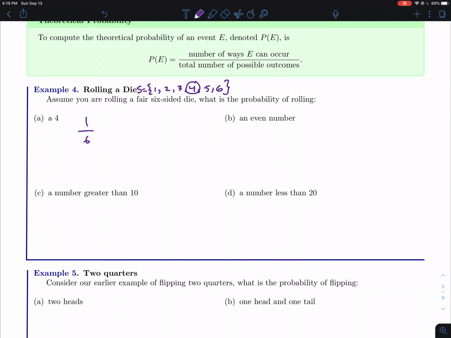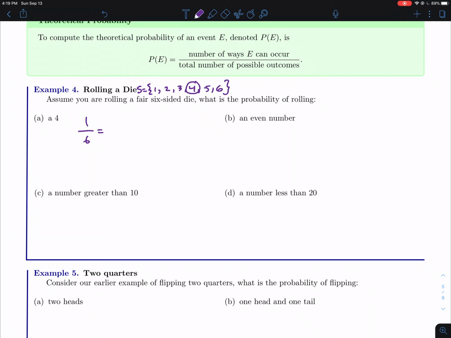For now, I'm going to leave these as fractions. Feel free, if you want to, to turn these into decimals. But again, you can do 1 divided by 6 and turn these into nice decimals and percentages and all that stuff. But for right now, I'm just going to leave these as fractions.